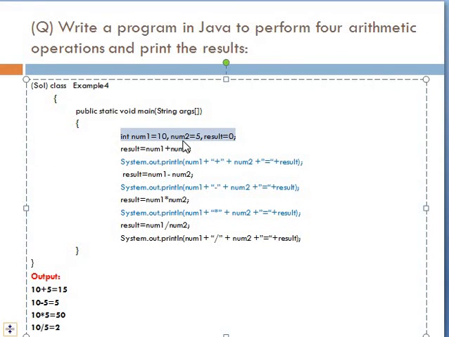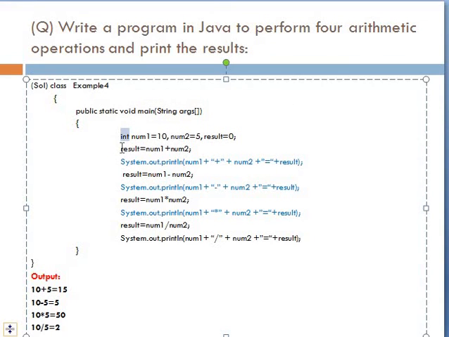Here it declares three variables. The first one is the variable num1, which has been assigned the value 10. The second one is the variable num2, having been assigned the value 5, and the third one is the variable called result, which has been assigned the value 0. And each of these variables has been declared with int as a data type.